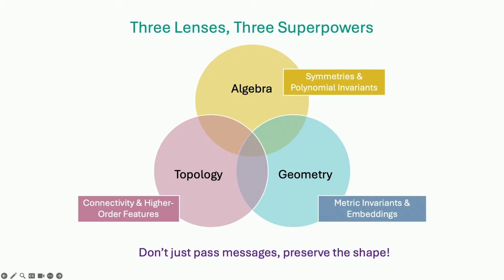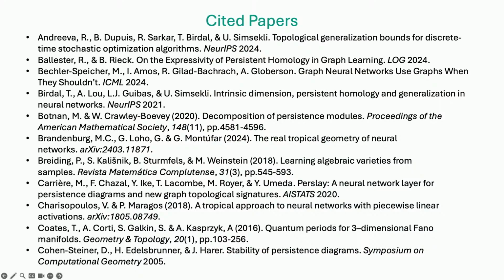And there's a very natural language in all three of these areas of mathematics in terms of symmetries, invariance, connectivity, higher order features, metric invariance, curvature, embeddings, all these kinds of things that are relevant to GNNs. And these are the papers that I cited in my talk.